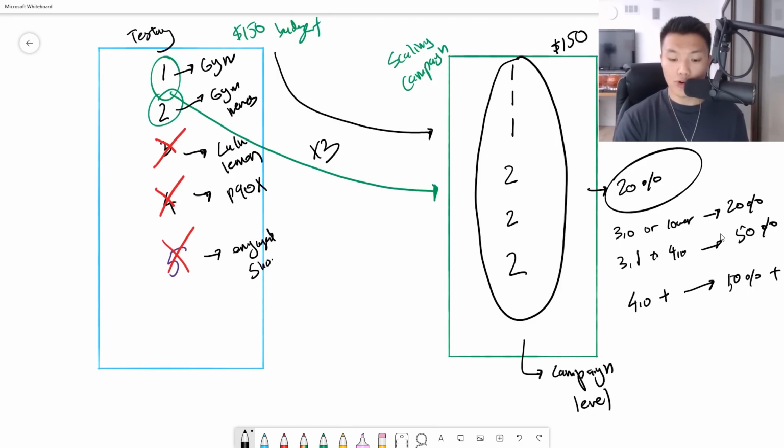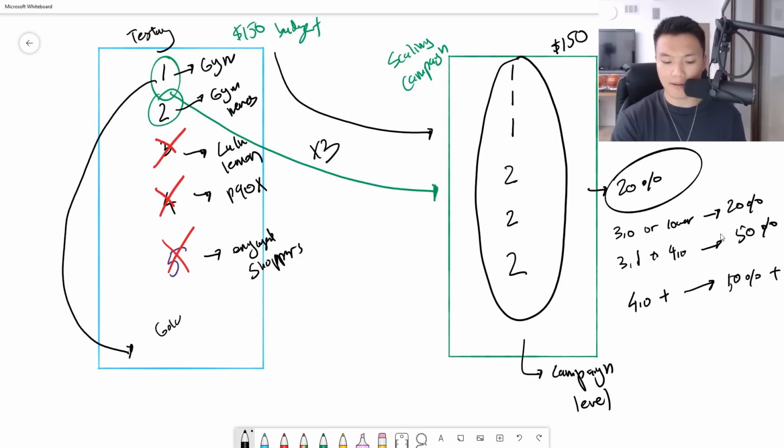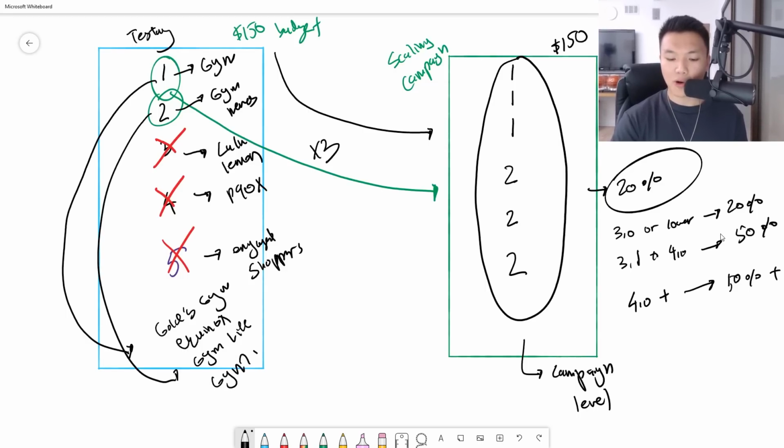Well, you know that gym and gym memes did very, very well. So maybe what you're going to do now is look for more interests that are similar to gym. Maybe different types of gym, like Gold's Gym, right? Or Equinox. Or I'm sure there's other things like gym memes, like maybe there's something like gym life, right? Maybe gym rap. I don't know. But you're picking similar interests to the ones that have worked, and you're adding them in to the testing campaign.